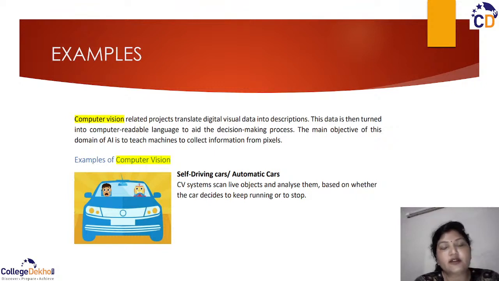Computer vision related projects translate digital visual information. I have already discussed this. The input to this model is visual information. This could be videos, images, or any kind of picture. Any visual information can be given to this machine for training the model. This data is then turned into computer-readable language to aid the decision-making process.